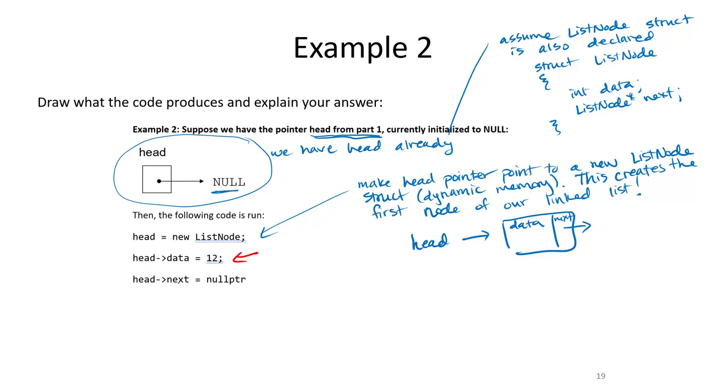What does this second line of code do? Head arrow data equals 12. Here we're using the arrow operator to initialize the data where head points to 12. So we go where head points, and we update that int value data to be the value 12.